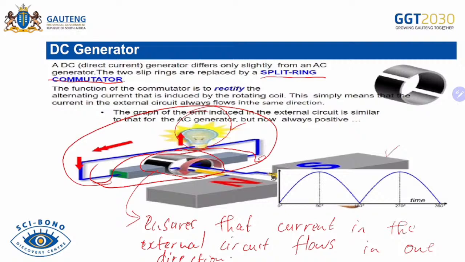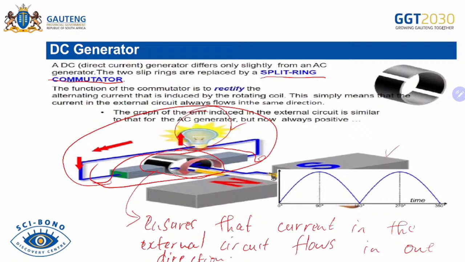In one direction. But when it comes to an AC generator, there are slip rings. And what is the function of the slip rings? They ensure that the current in the external circuit changes direction after each half turn. Those are the slip rings when it comes to an AC generator.